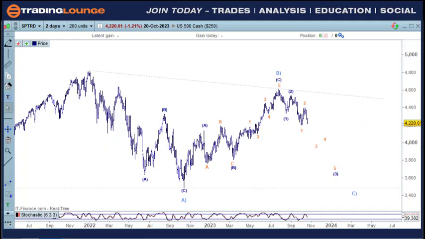Welcome to Trading Lounge and the US tech stocks. We're going to look at the S&P and we're going to look at the Nasdaq. Also, we're going to look at all of the stocks with a bearish pattern and a bullish pattern.